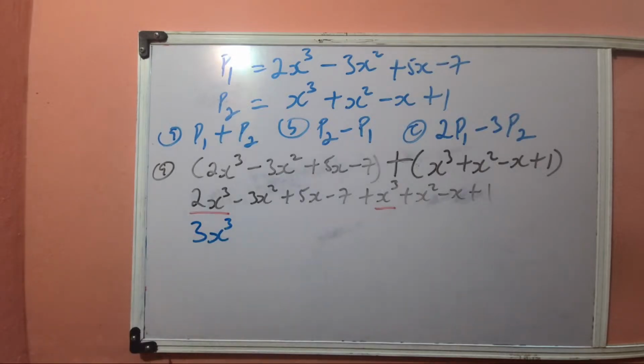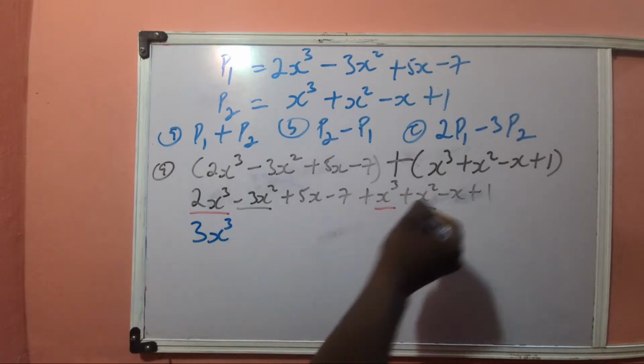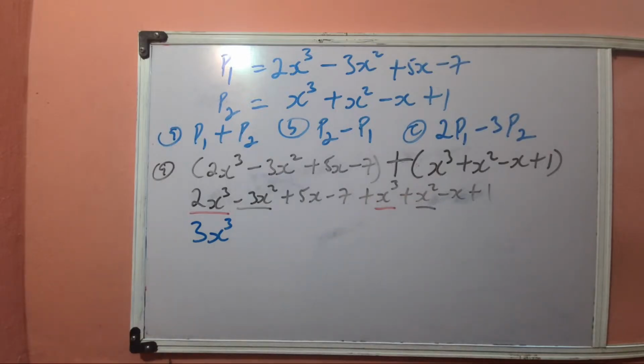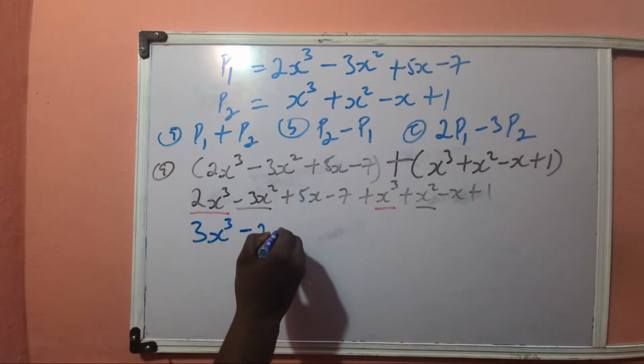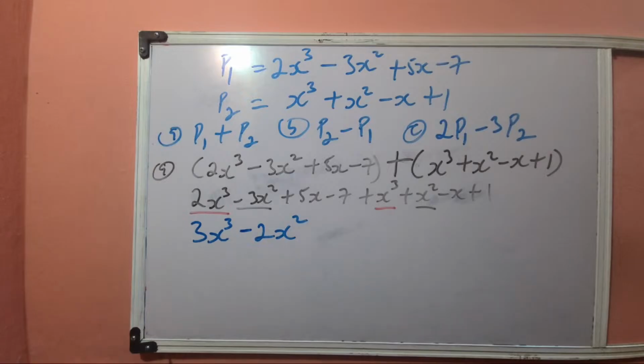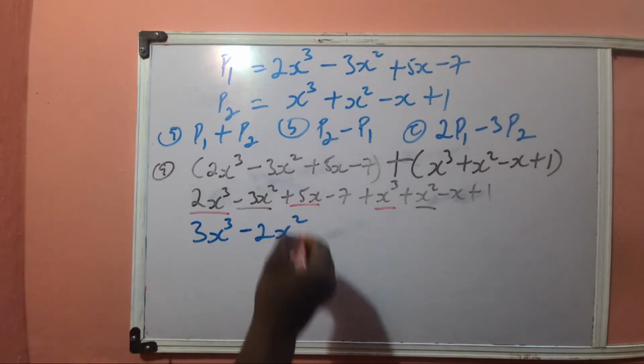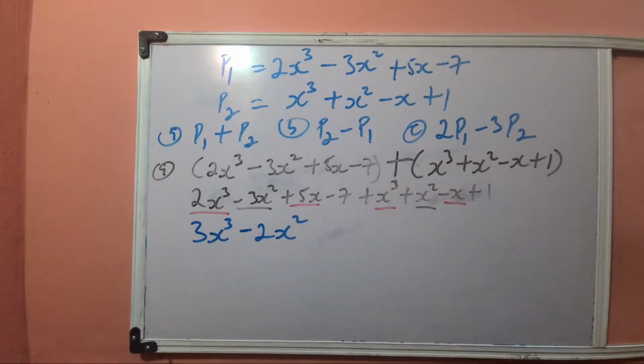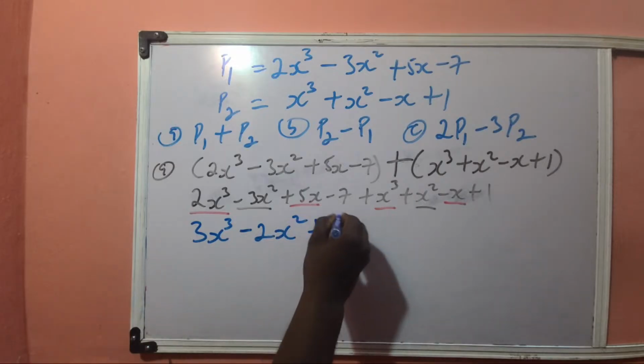And then we go on to examine the squares, the ones raised to power 2. We can see minus 3x squared here, and we can see x squared here. Minus 3x squared plus x squared will give me a value of minus 2x squared. Then we can see our value of 5x and our value of minus x. So 5x minus x will give me a value of plus 4x.